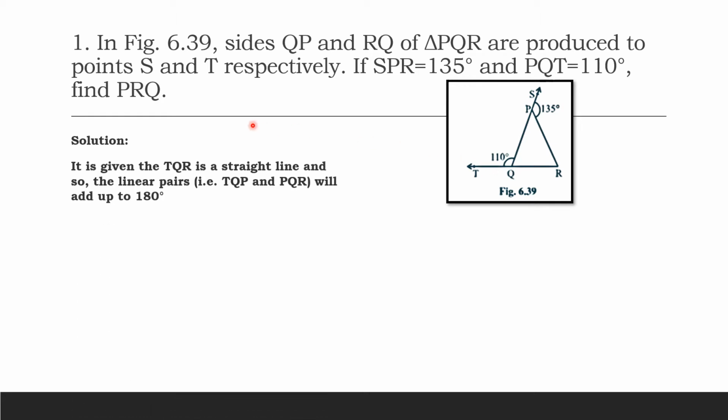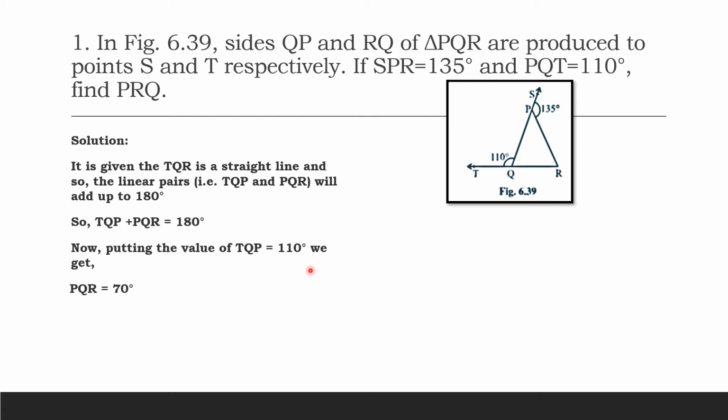It is given that TQR is a straight line. Here you can see that TQR is a straight line. So I can say that TQP plus PQR will be equal to 180 degrees because they form a linear pair. Now putting the value of TQP as 110 degrees, since PQT or TQP, one and the same thing, is 110 degrees, we get PQR as 70 degrees because 180 minus 110 is equal to 70 degrees.